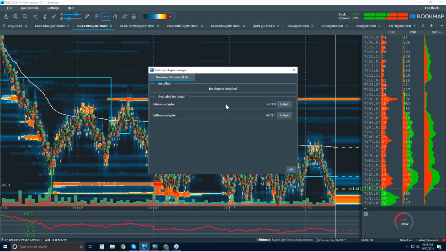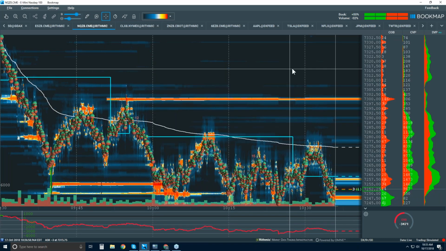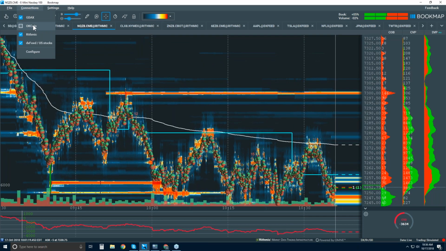So you can install the BitMEX adapter and Bitfinex adapter here, okay? And then under connections, you'll have OKCoin and GDAX already. So you can configure these, etc. You're already going to have access to it. All of the data for the cryptocurrencies is free.